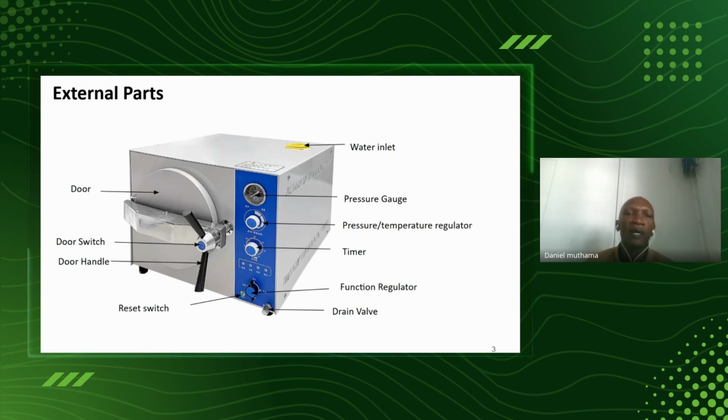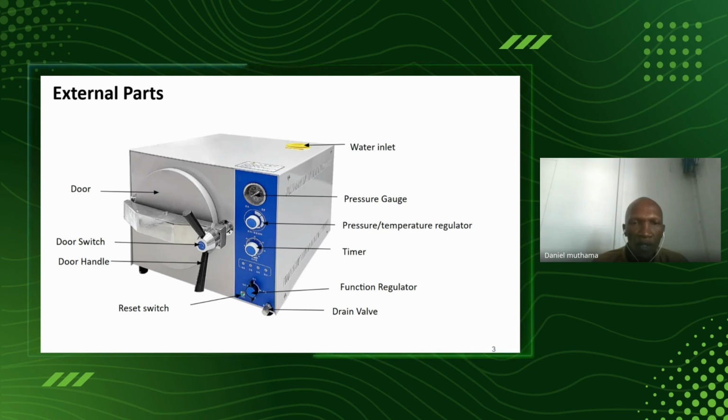We have a reset switch here, or a function regulator. Maybe you would want to select what you need here. In case you would want to drain the water, you can use this drain valve here. Then we have the timer. You would want to time the sterilization cycle. Is it 121? You time it for 15 minutes, or is it 104? You time it also.